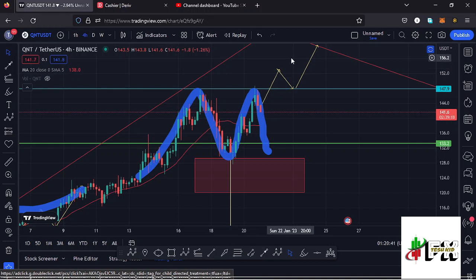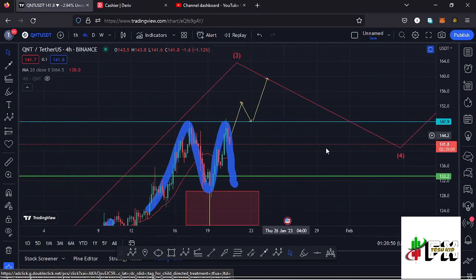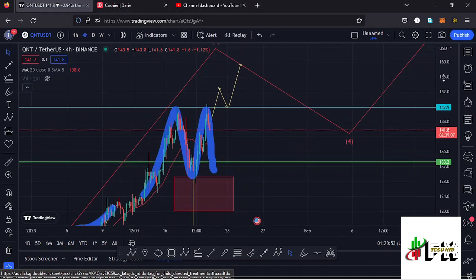But in case we see a recovery, manage to break above the key area of resistance at around the $147.9 mark and continue pushing higher, then there are chances of fully maximizing the formation of that wave 3 before we see a retracement in the formation of that wave 4, then continue pushing even higher in the formation of that wave 5 to the upside.